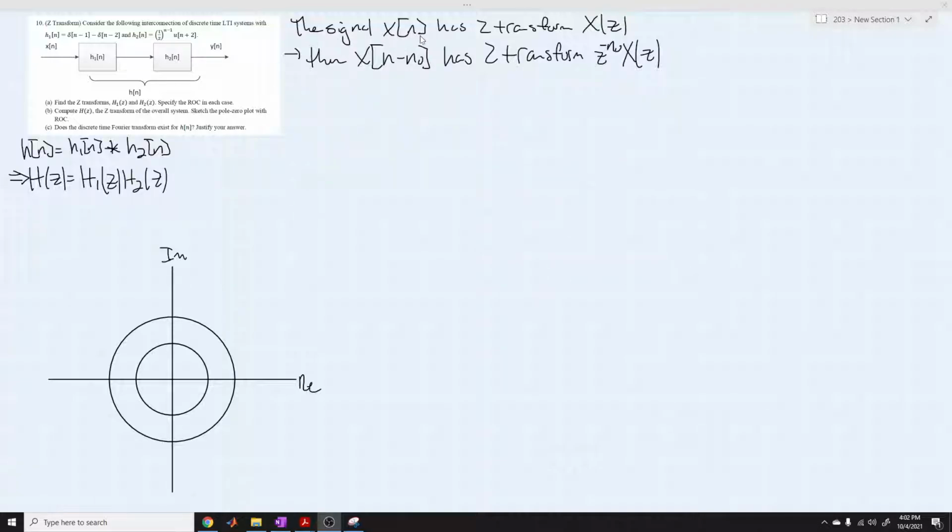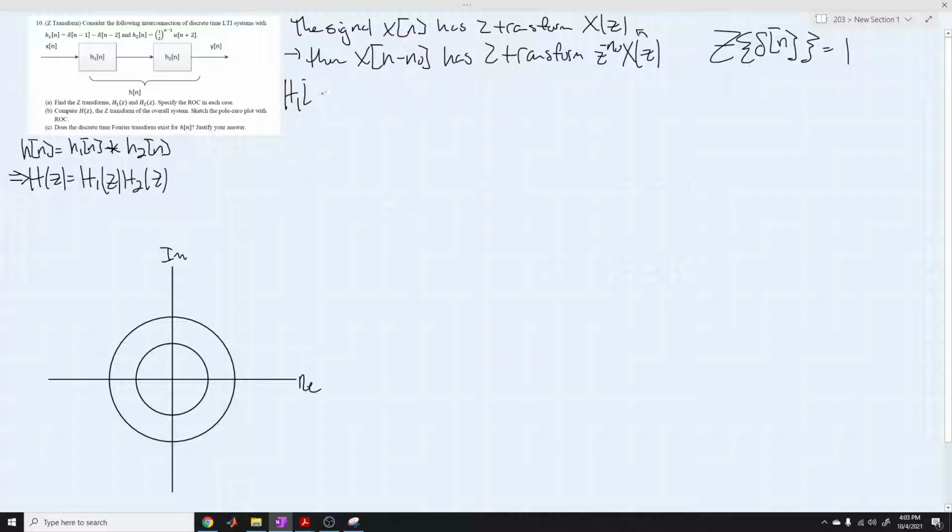If we have some signal x[n] and that signal has the Z transform X(z), then if we take that same signal and delay it in time by some n0, we're going to have a Z transform equal to z to the n0 times X(z), where this X(z) is the same as that X(z). And one more thing, the Z transform of the delta function is equal to 1.